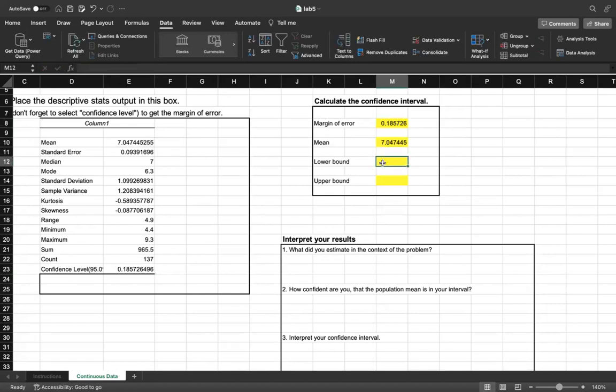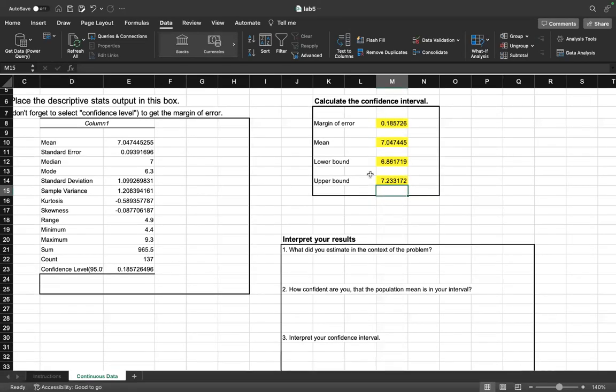My lower bound is going to be my mean minus my margin of error. So I'm going to put equals this number minus this number and hit enter. And it's going to give me my lower bound. My upper bound is going to be equals this number plus this number and hit enter. And that gives me the upper bound. This is my 95% confidence interval.